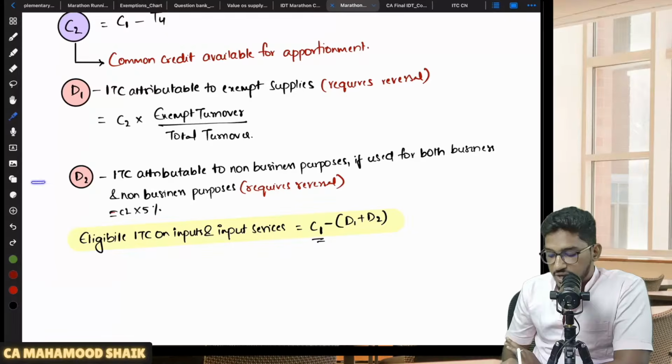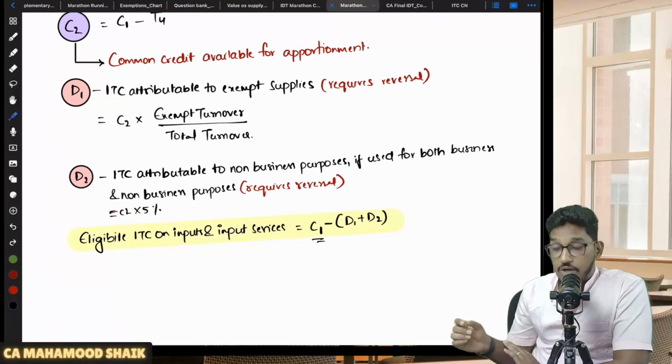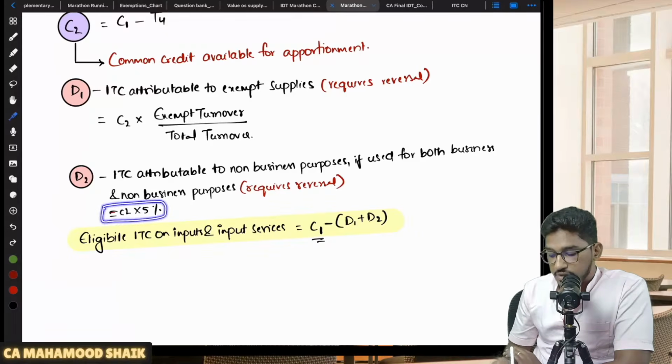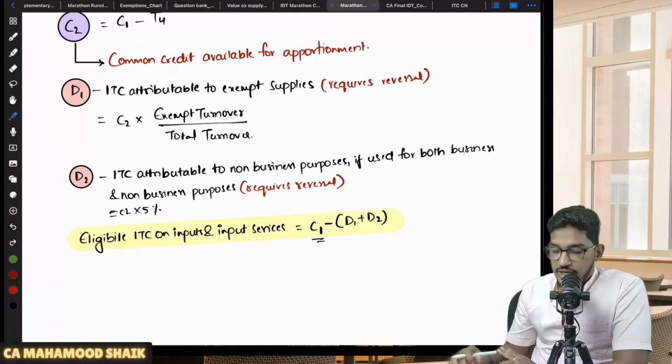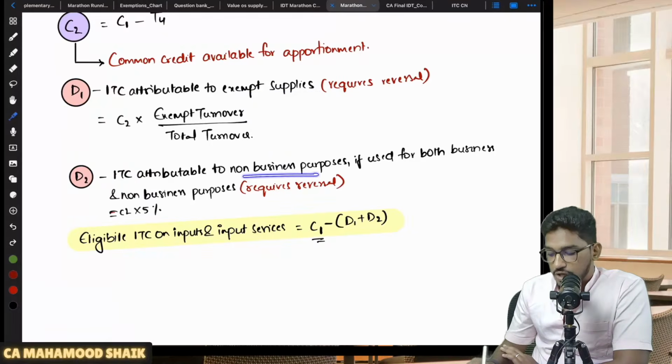So this D2 you have to calculate only when you are using your inputs and input services for common purpose, or when you are using them for non-business purposes also. Then only you have to do that C2 into 5%. If you are not at all using a single input for your non-business purposes, then you can skip that D2 step. Okay, so you have calculated D1, ITC which is attributable to exempt supplies, and D2, ITC which is attributable to non-business purposes.